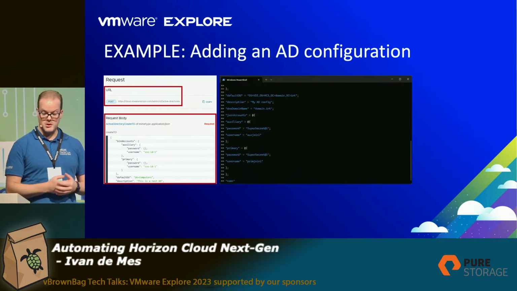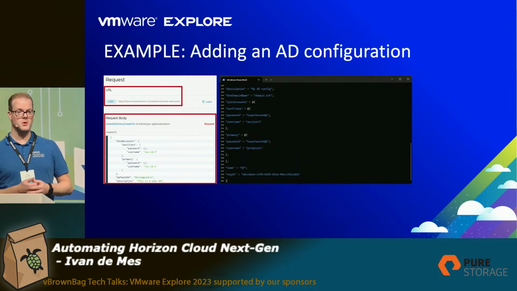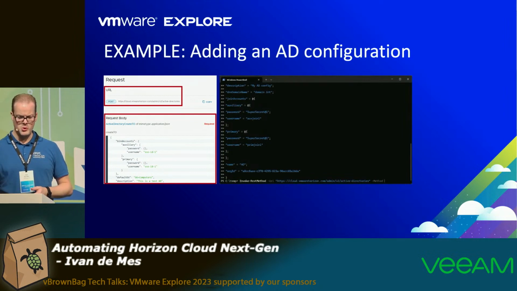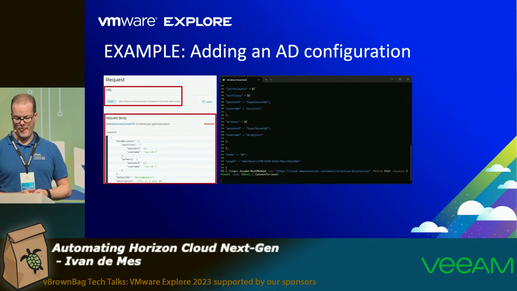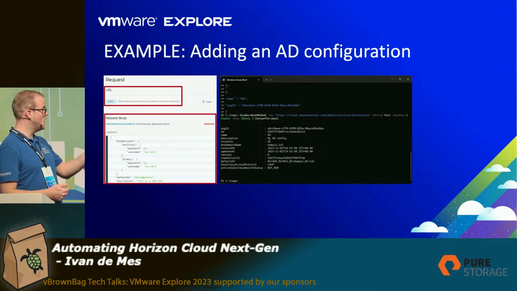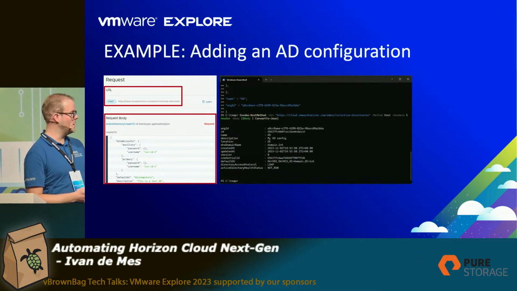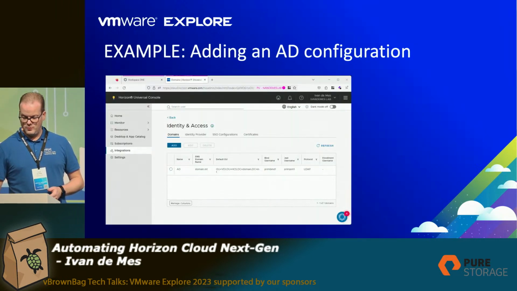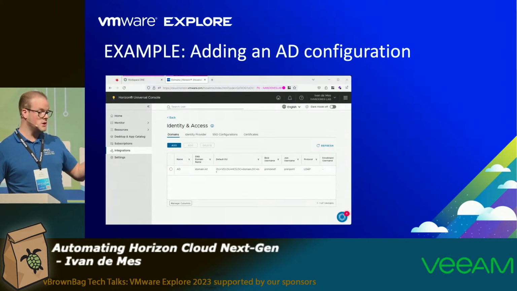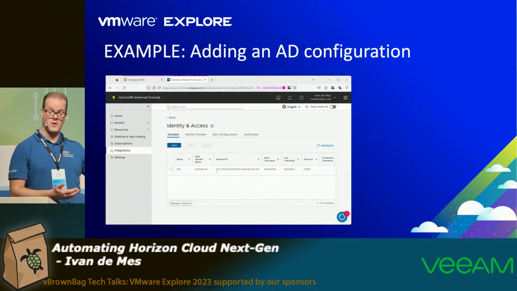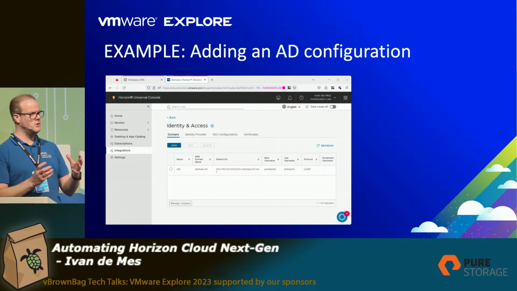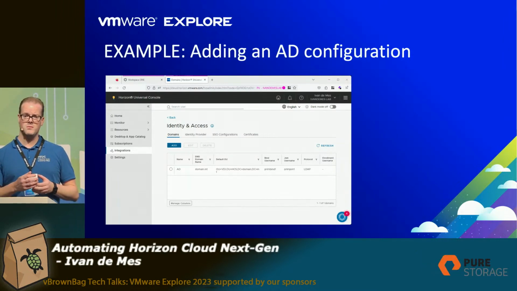Now, this is not a JSON type, but eventually with the post command, we convert the data to a JSON type, and we push that towards the API. And as you can see, we now have our first Active Directory configuration in place. And as you can see, it also reflects within the Horizon Universal Console that we have a new Active Directory configuration there as well.